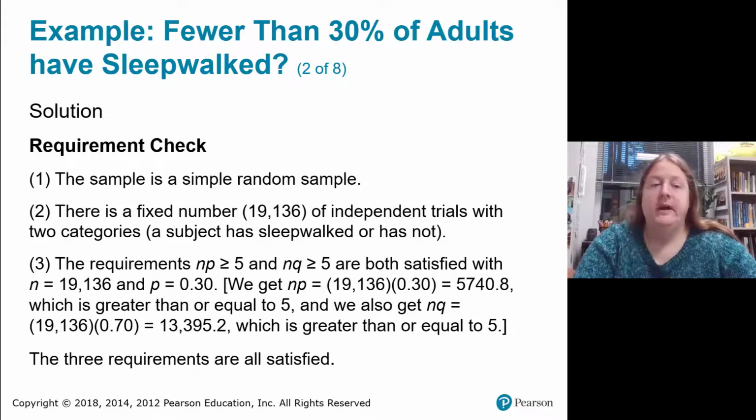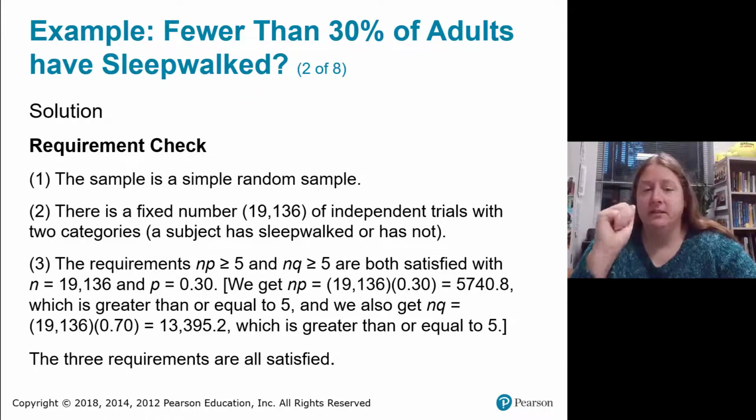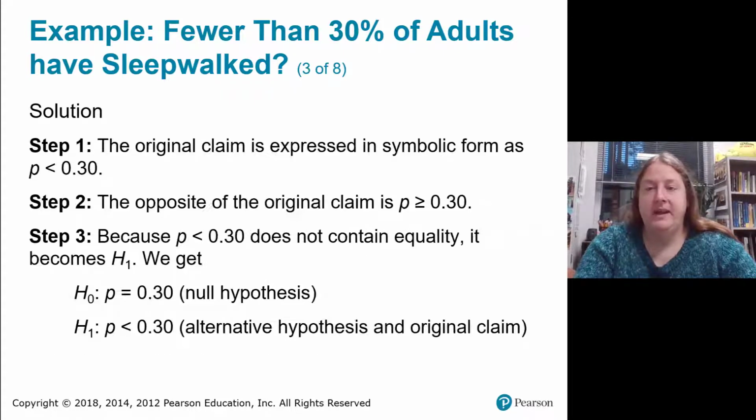So we go through our requirement check. Simple random sample? Yes. Fixed number of independent trials? Yes. And 2 categories, sleepwalked or not. Good, we've got binomial conditions. So we look at np and nq. We multiply those with a sample size of 19,136. We are very safe there. So all 3 are met.